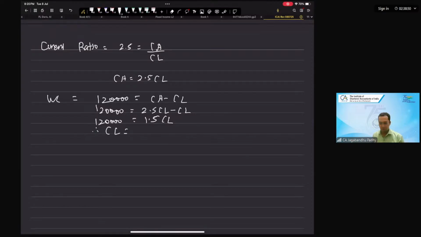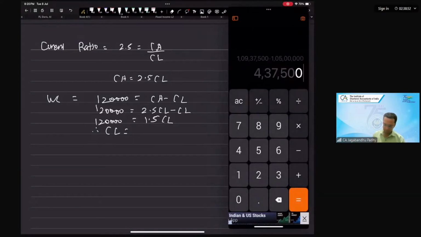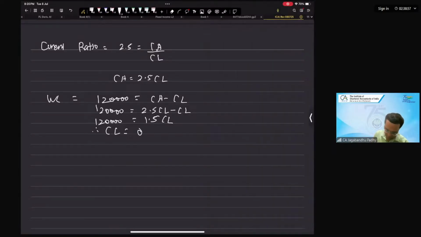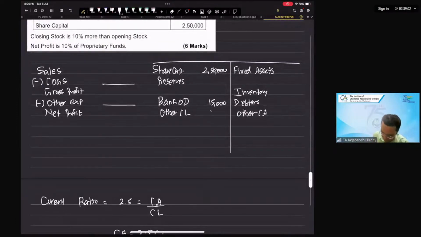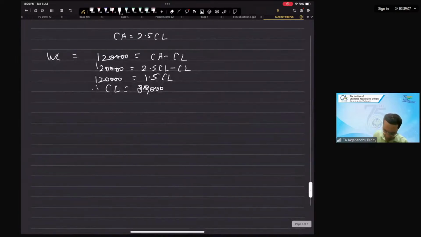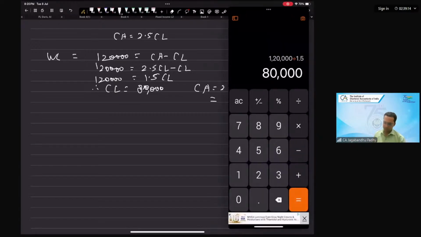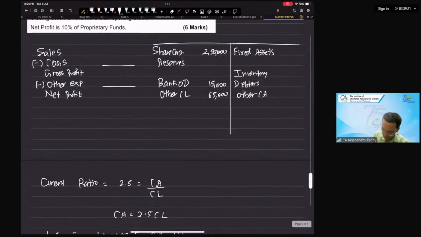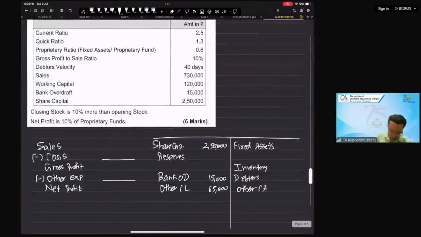So current liability will work out to be 1,20,000 divided by 1.5, which is 80,000. If it's 80,000, of course, the other current liability is going to be 65,000. And the current asset will be 2.5 into 80,000, which is 2 lakh. Current asset value total is 2 lakh.